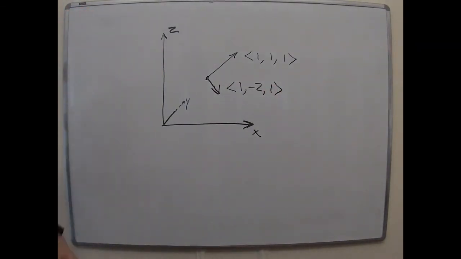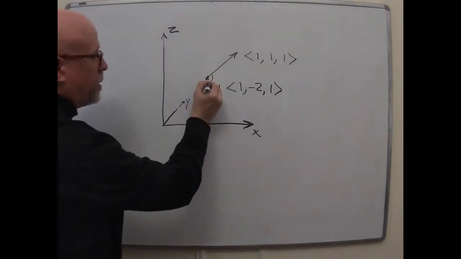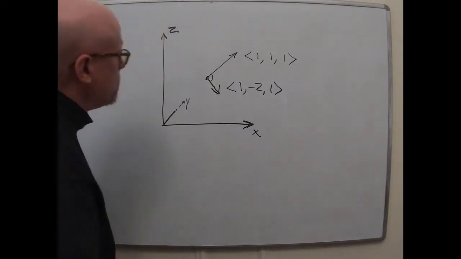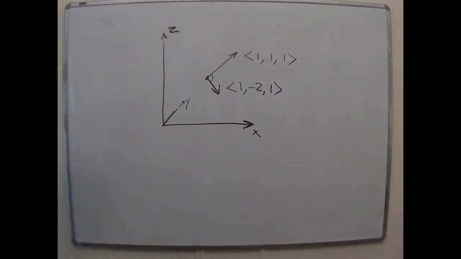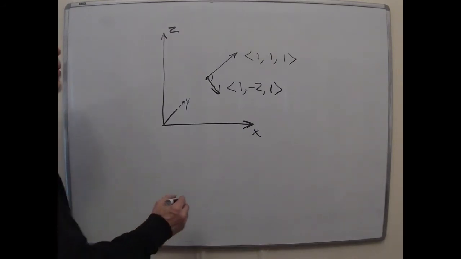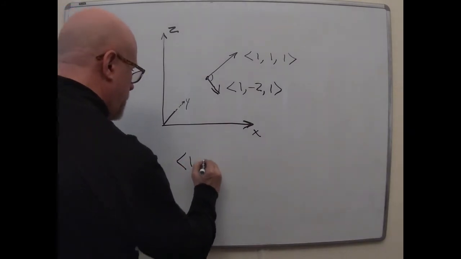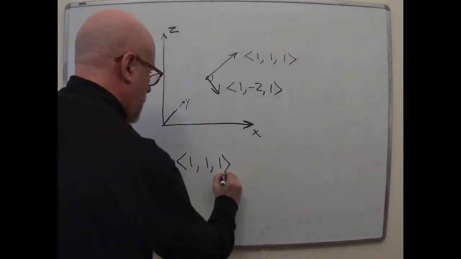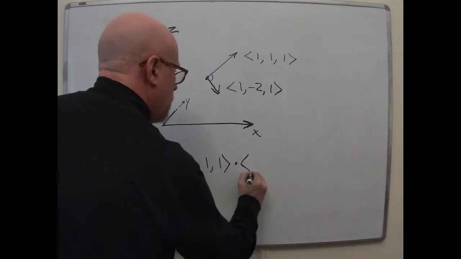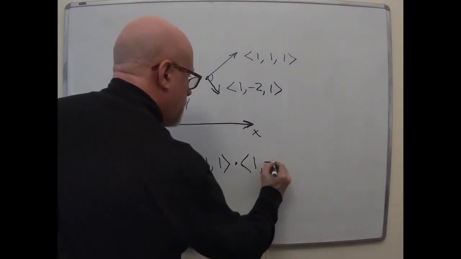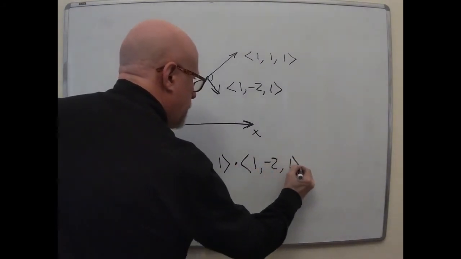Now, it doesn't look like they're perpendicular, right? If you look at that angle in there, well, it's close, but that's just an artifact of the particular angle we're seeing them from. But I can do this dot product calculation real fast and say, oh yeah, they are perpendicular. How about that? So what is that dot product? Let's just write them next to each other first. 1, 1, 1, dotted with 1, -2, 1.